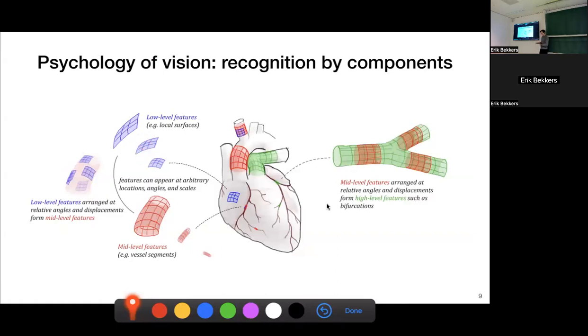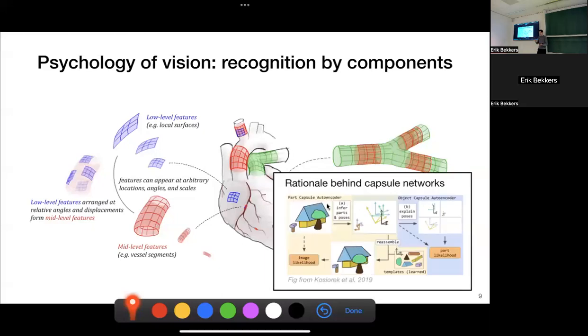And if you put these tubes in relative position, and they also appear all over the place, in a certain orientation and scale, and you put them into a certain relative configuration like this, it creates a bifurcation, which is a feature that could be relevant. So this notion of placing things relative to each other is nicely modeled with group theory, as we will see later on. That connects to this idea of recognition by components, which is also a bit of a driving force behind the capsules, where you think, okay, I have a scene of parts with certain poses, and now I want to align them in order to infer what is the higher level object that I'm seeing.